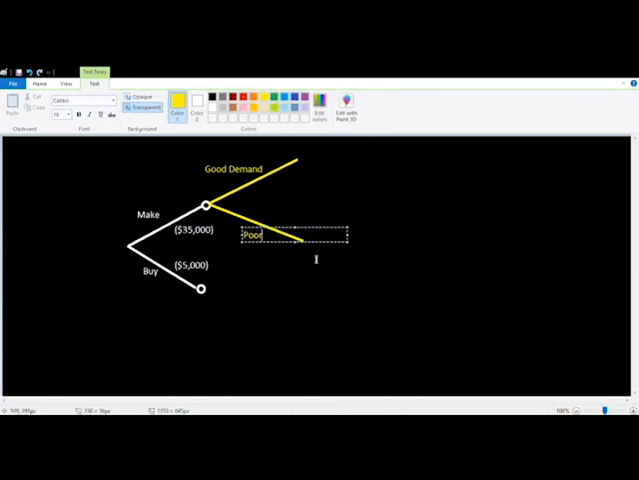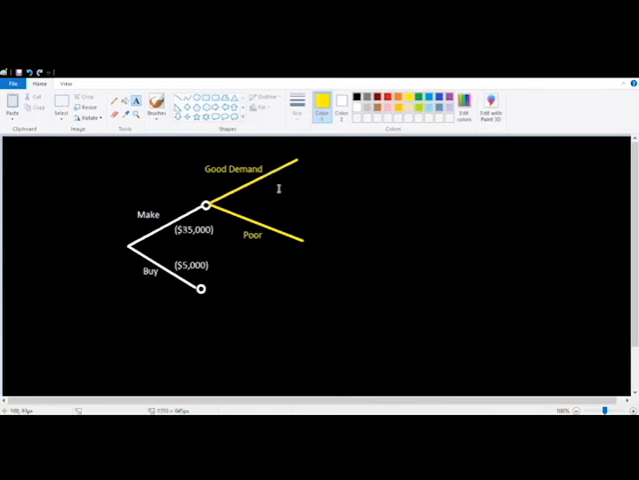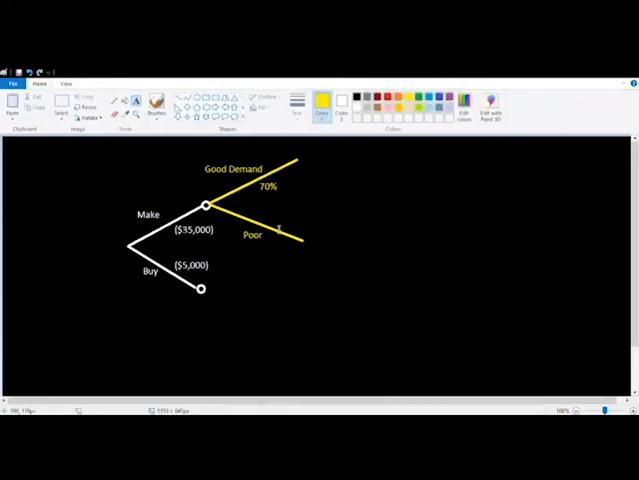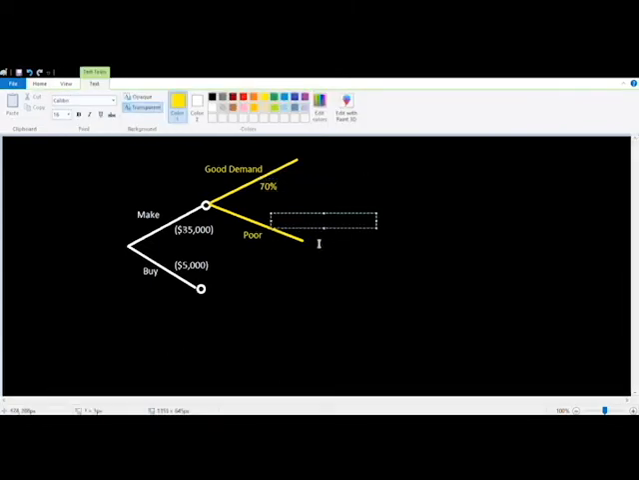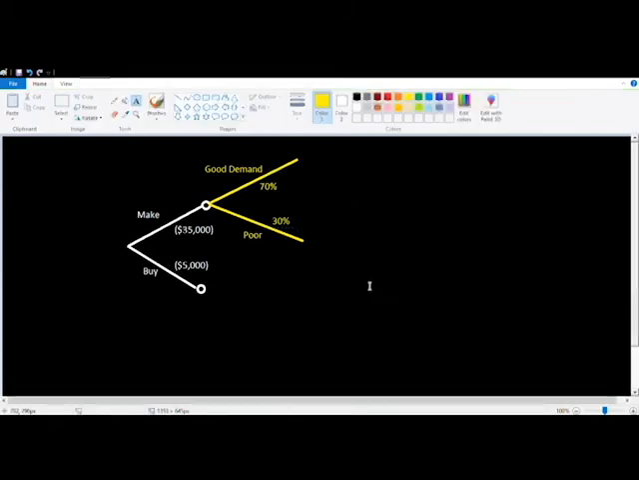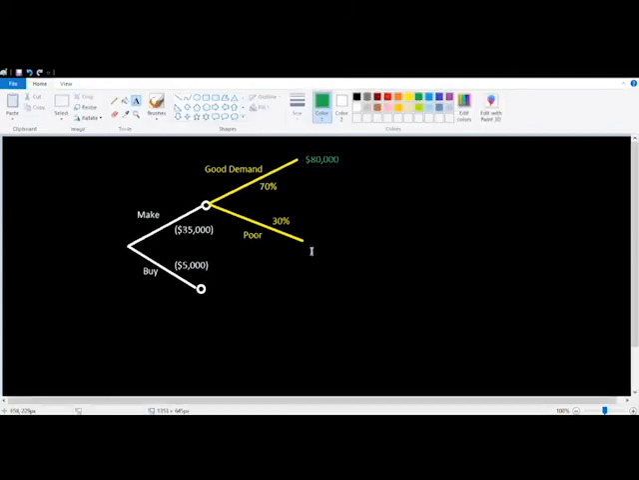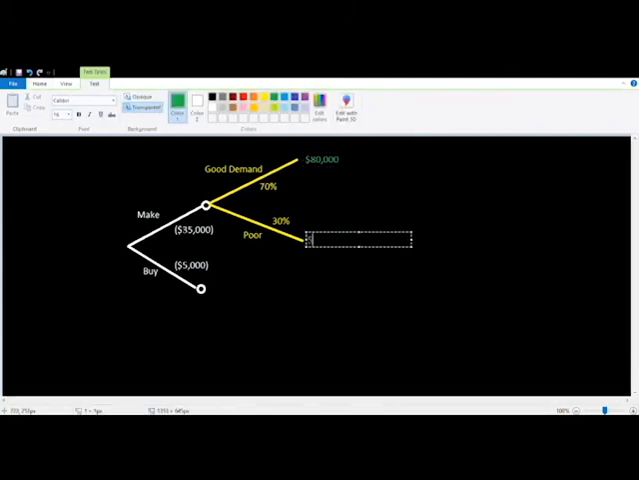But we don't know what is the probability of having low or poor demand. Of course, if it is 70% for a good demand, then this is going to be 100 minus 70, which is going to be 30%. And we know that if demand is good, then the profit is going to be $80,000. And if the market conditions are not good, then the profit is going to be $30,000. So there is profit in either case.